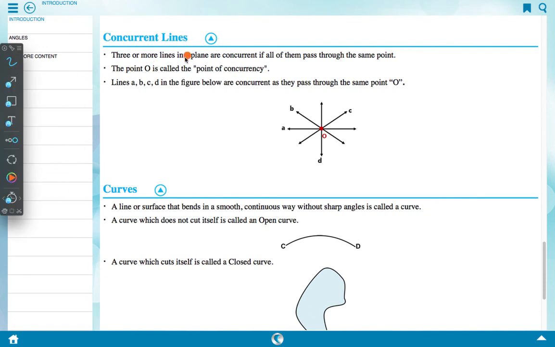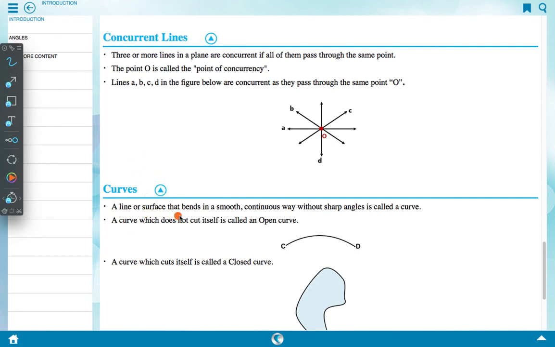Concurrent line. Three or more lines in a plane are concurrent if all of them pass through the same point. Point O is called the point of concurrency. Lines A, B, C, D in the figure below are concurrent as they pass through the same point O. Here A, B, C and D all pass through the same point, and the point of concurrency of the lines is O.